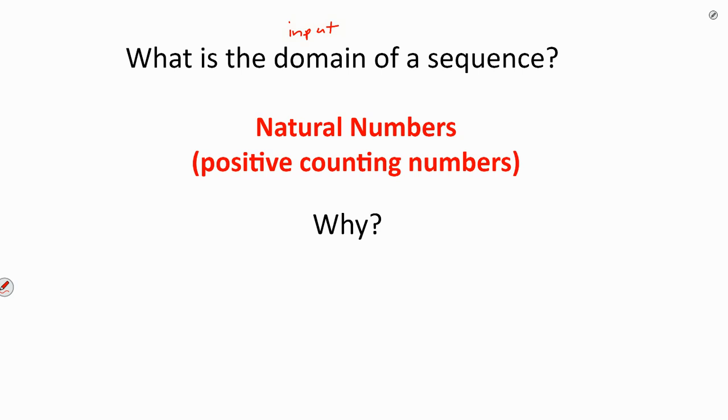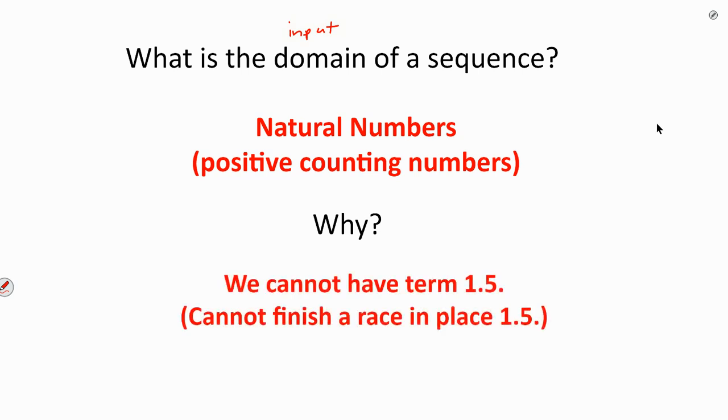If you remember the question why, it's because we're not going to have a term 1.5. We're not going to look at our dogs and say how many dogs are in picture 1.5. That's weird. We have picture 2, picture 3, picture 4. The way I always like to remember is that you can't finish a race in position 1.5. Either first, second, third, and so forth. So for sequences, we stick with positive counting numbers. We're just going to plug in 1, 2, 3, 4, and so on. That's just a refresher of the domain.